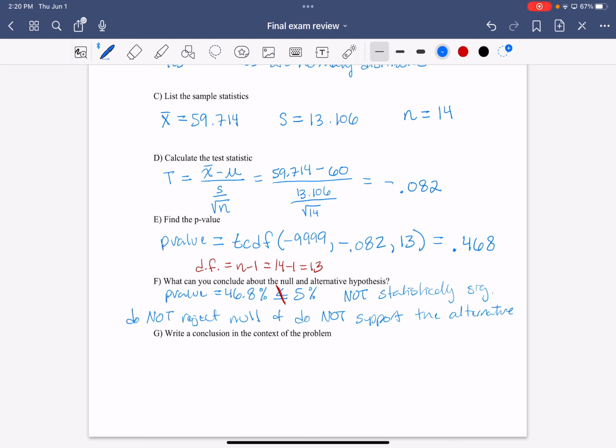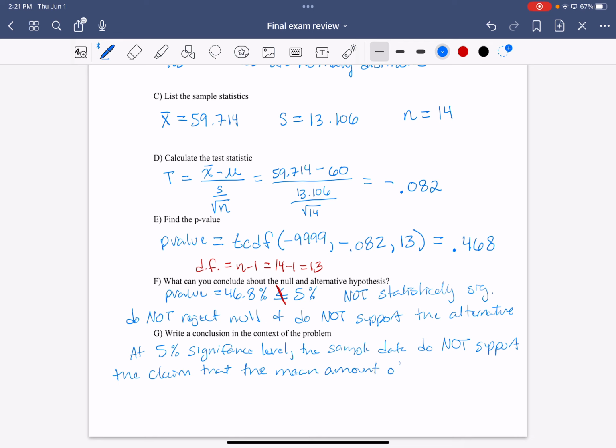Next, let's write a conclusion in the context of the problem. So, at a 5% significance level, the sample data do not support the claim that the mean amount of time to complete the financial aid application is less than 60 days.